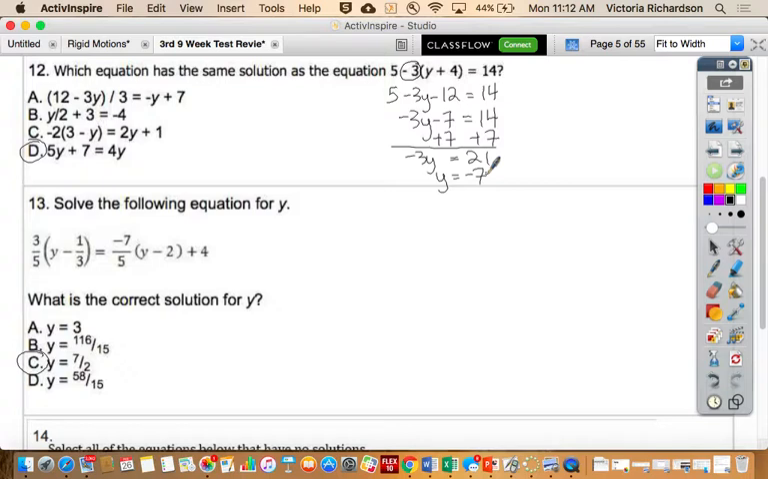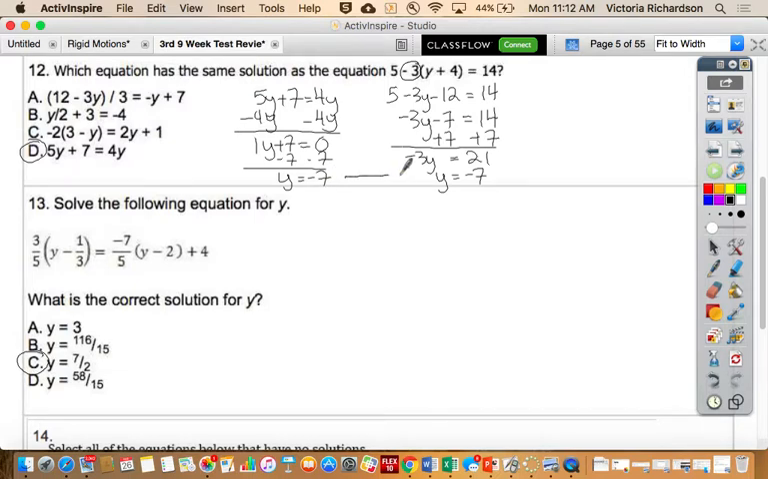And then you would get the same thing if you did this one. 5y plus 7 equals 4y. I would subtract 4y from both sides. And you get 1y plus 7 equals 0. Subtract 7. And so you get y equals negative 7.